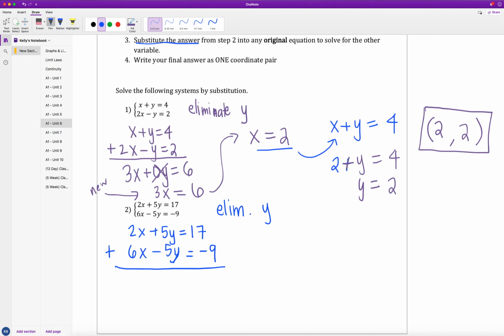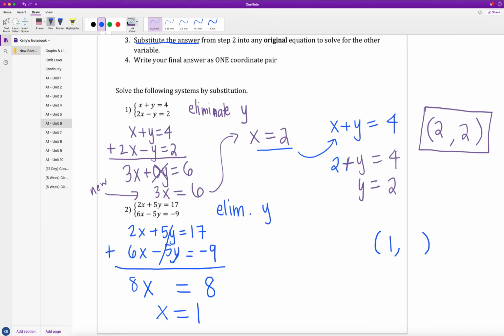When I add the x's, I end up getting 8x. The y's end up canceling out completely, so I end up with 0 y's. And then on the right side, 17 minus 9 will give me 8. From here, we can solve for x by dividing through by 8, and we get x is equal to 1. I'm going to already start keeping track of my final answer over here so that I remember to write it as a coordinate pair, and we know that that x value is already equal to 1.